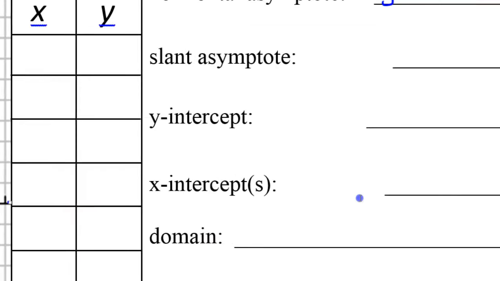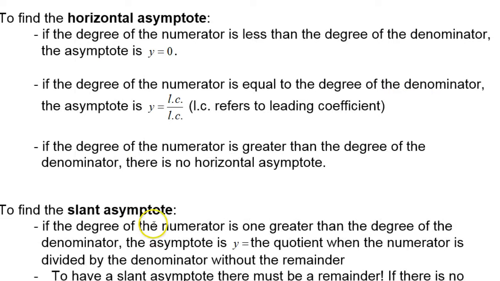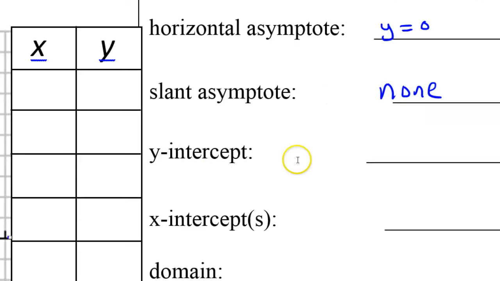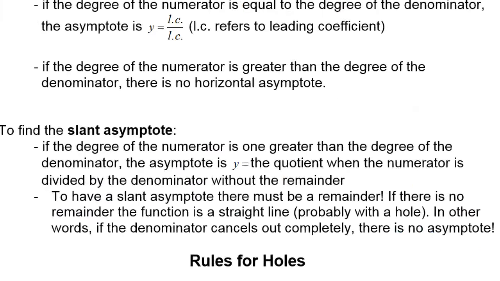You will never have a horizontal asymptote and a slant asymptote. So slant asymptote, none. Okay, in order to have a slant asymptote, the degree of the numerator had to be 1 greater than the denominator. Well, that didn't happen, so no slant asymptote. Let's go back and talk about vertical asymptote now.